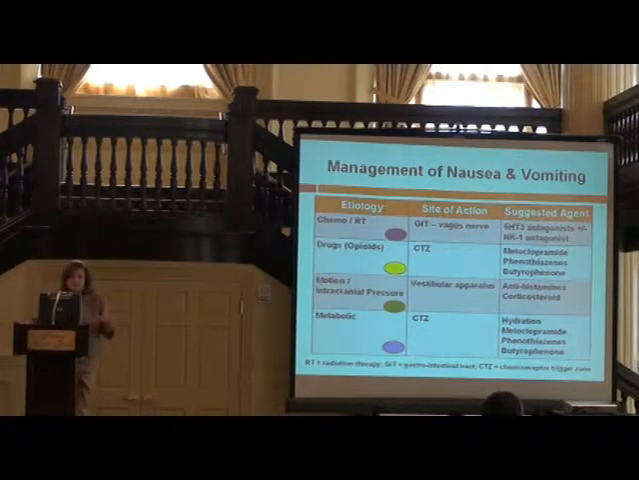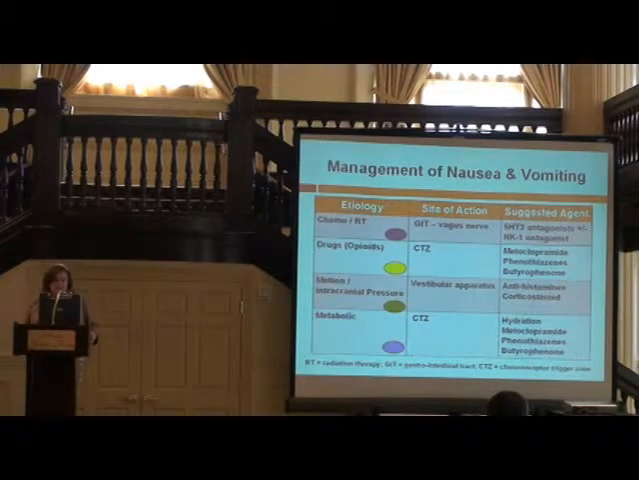If there is a GI etiology behind the nausea and vomiting. Opioid-induced nausea and vomiting, the site of action here is a chemoreceptor trigger zone in the brain versus the GI tract that we see with chemo. Agents here work with a different mechanism of action, the dopamine receptor antagonists, so metoclopramide is a good agent here. Prochlorperazine or haloperidol could be used.